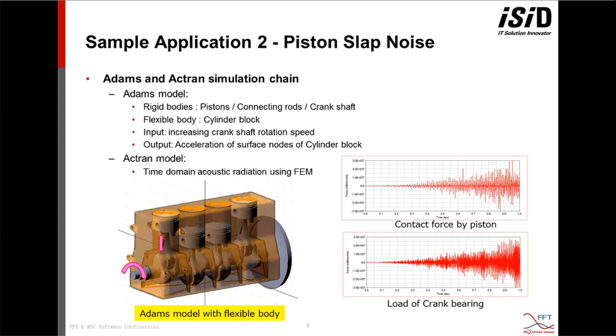So in this piston system, the internal components are modeled as rigid bodies, while the cylinder block is modeled as a flexible body in Adams, and the input is the speed up of the crankshaft rotation speed, and Adams outputs acceleration on the surface node of that block. And a time domain solver in Actran solves the acoustic radiation.